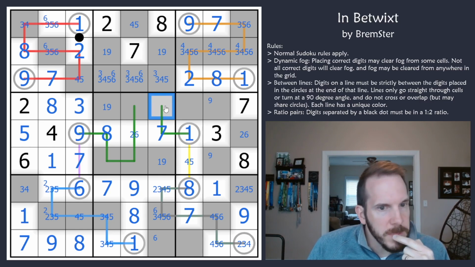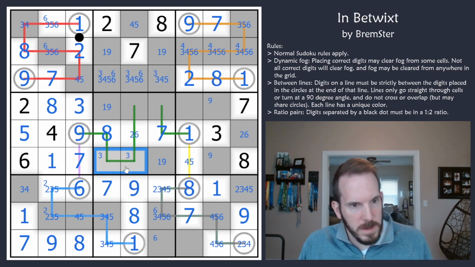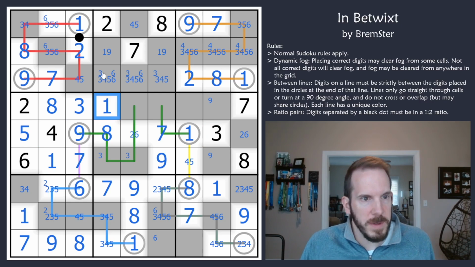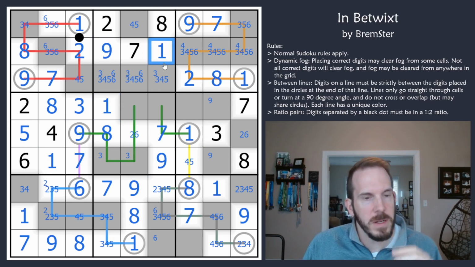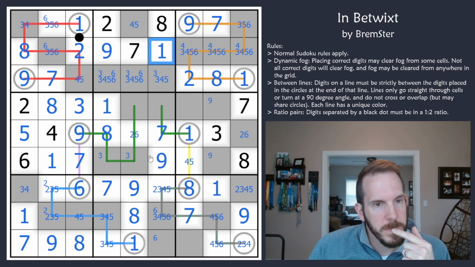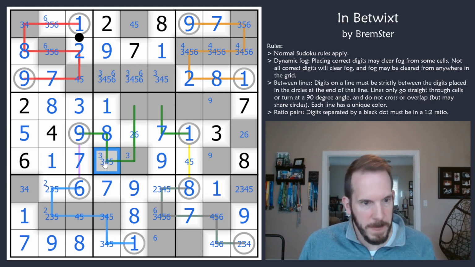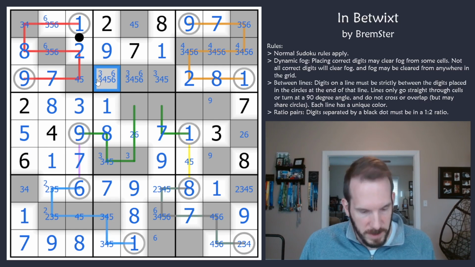What else am I missing from Sudoku? 3 in one of these 2 cells. Oh, this 1 makes this a 9, and this a 1. That's probably been there for a while. That's 9, that's 1. This column, this is 3, 4, 5, or 6, but it's not a 6, so it's 3, 4, 5. And now where does 6 go in this column? It goes here.